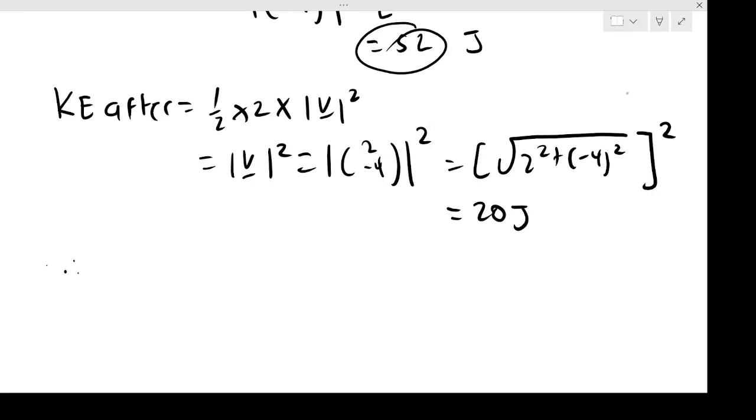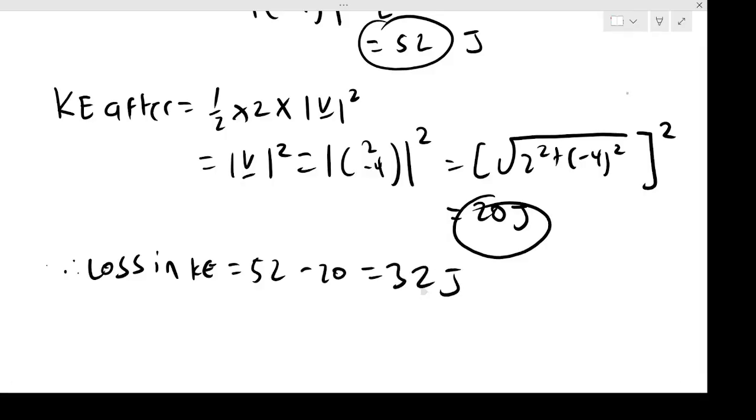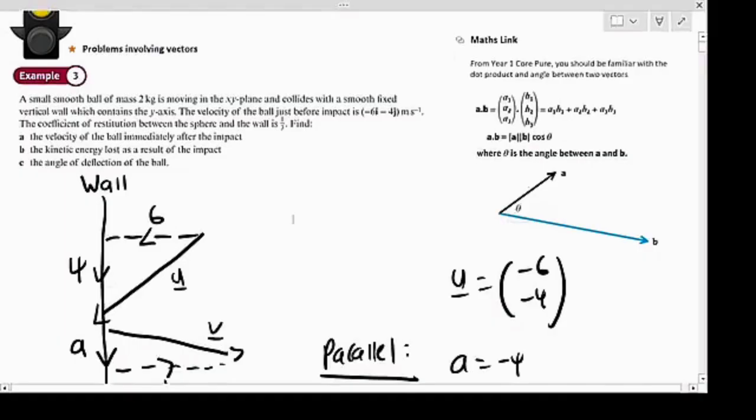Therefore my loss in kinetic energy overall is the kinetic energy before, which is 52, take away afterwards of 20, so I get 32 joules of kinetic energy lost there. And for part C now, it's asking for the angle deflection of the ball.